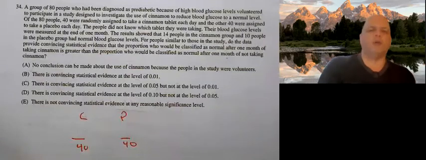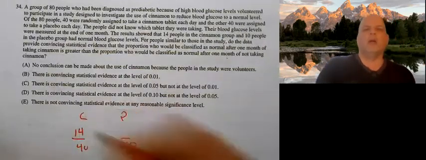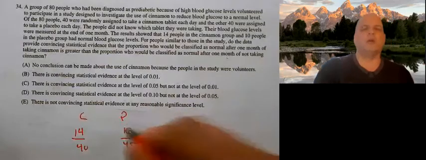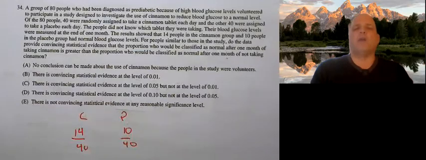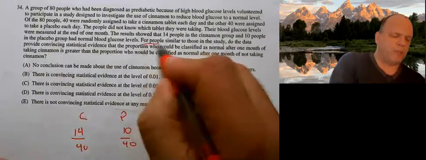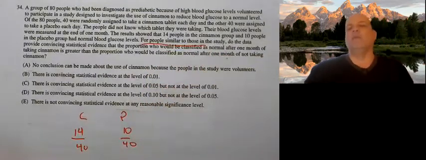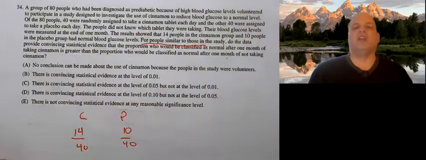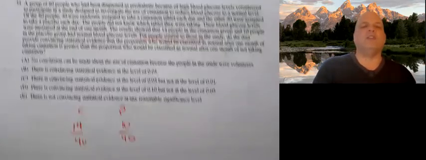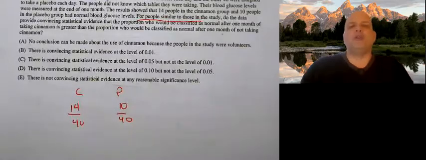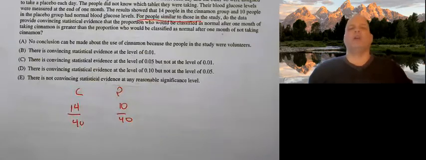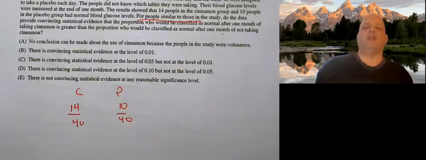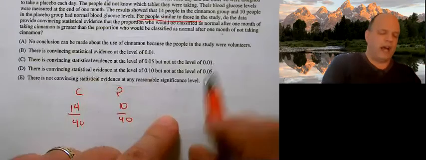The results showed that 14 people in the cinnamon group and 10 people in the placebo group had normal blood glucose levels. For people similar to those in the study, and by the way, they just qualified it, in other words, if you're similar to the 80 we tested, do the data provide convincing evidence that the proportion who would be classified as normal after 1 month of taking cinnamon is greater than the proportion who would be classified as normal after 1 month of not taking cinnamon?